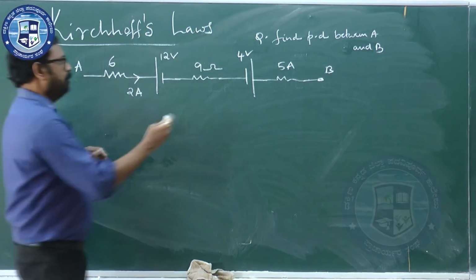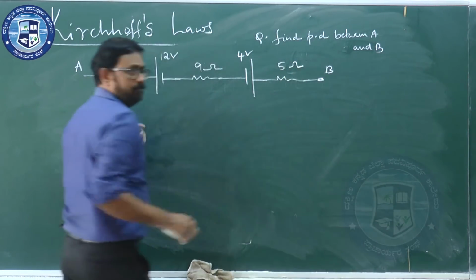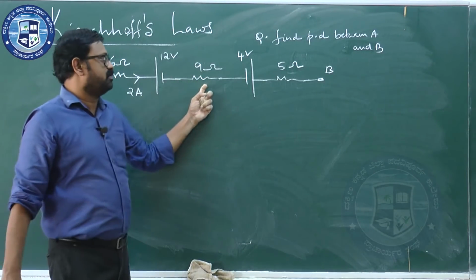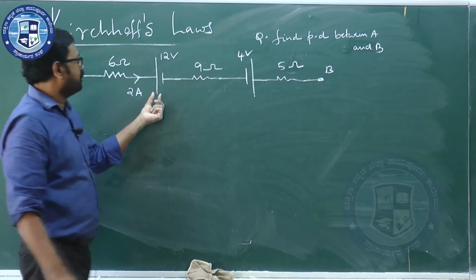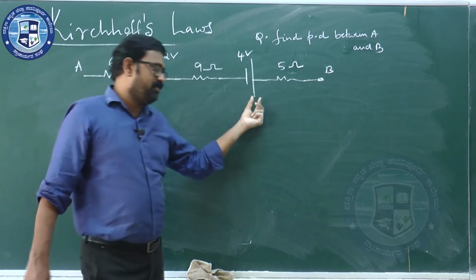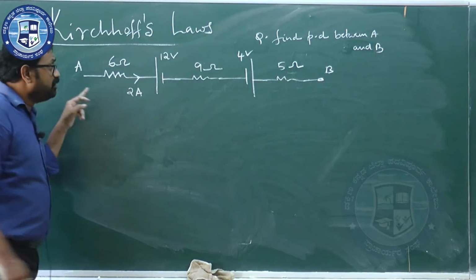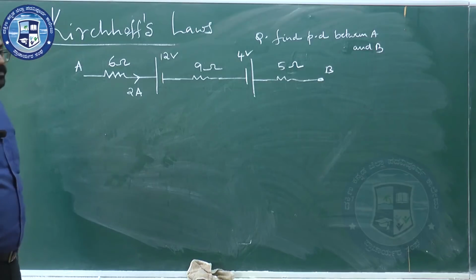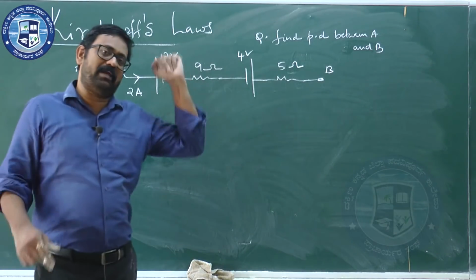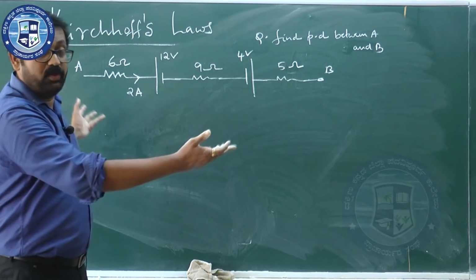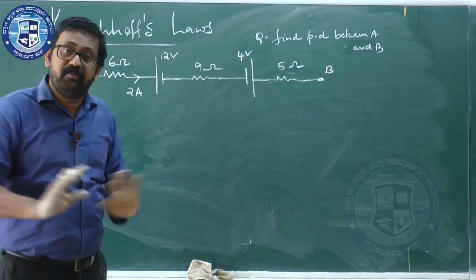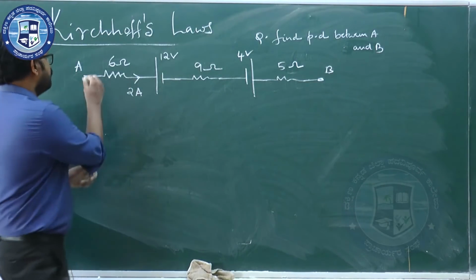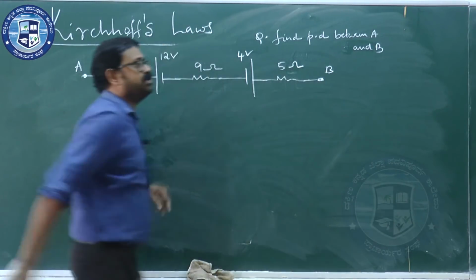Everything is mentioned in the problem. You can make out here there is a 6 ohm resistor, here there is a 9 ohm resistor, here there is a 5 ohm resistor, and here I am having a cell of EMF 12 volt, here I am having a cell of EMF 4 volt, everything is given. Even current is also mentioned. Current is given as 2 ampere and direction of the current is also given. And now the question arises in your mind, how this problem can be correct because circuit is open. No, circuit is closed. We are not bothered about the entire circuit. It is a part of the circuit where you are asked to find out the potential difference between A and B.